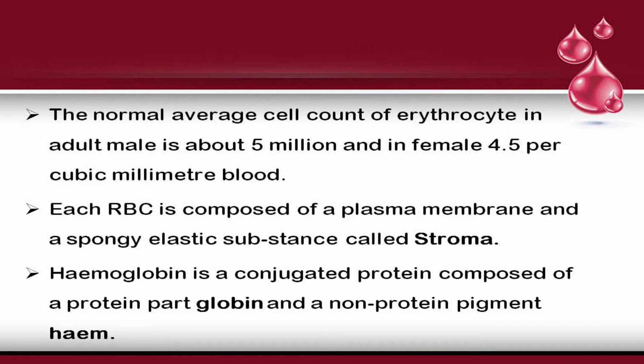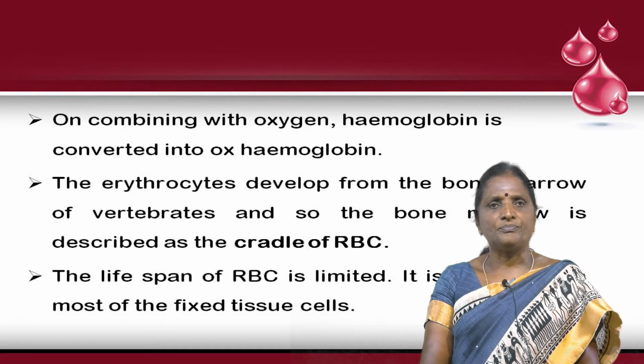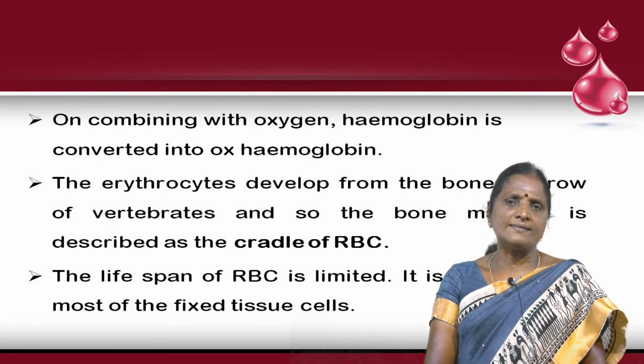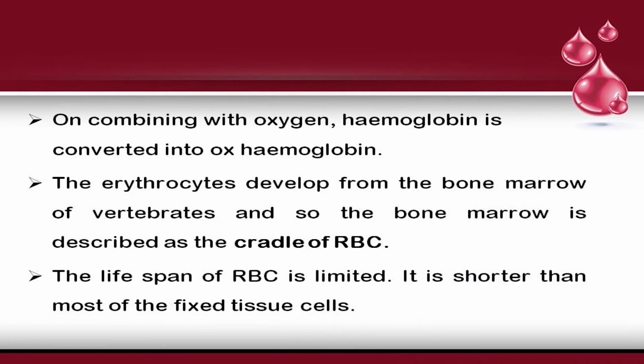Hemoglobin is a conjugated protein composed of a protein part called globin and a non-protein pigment called heme. When combined with oxygen, hemoglobin is converted into oxyhemoglobin. The erythrocytes develop from the bone marrow of vertebrates, and so the bone marrow is described as the cradle of RBC.